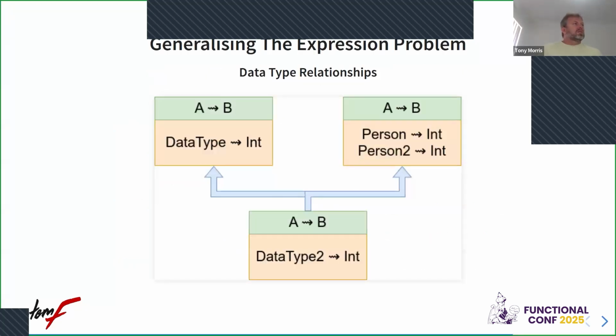So this is a diagram of what we're trying to describe here, which is that the relationship between a data type and an integer is stricter than the relationship between a data type 2 and an integer. And the relationship between person and integer is the same as the relationship between person 2 and integer, which is stricter, again, than the relationship between data type 2 and integer. That strictness converges, or in other words, they are both stricter in the same way.